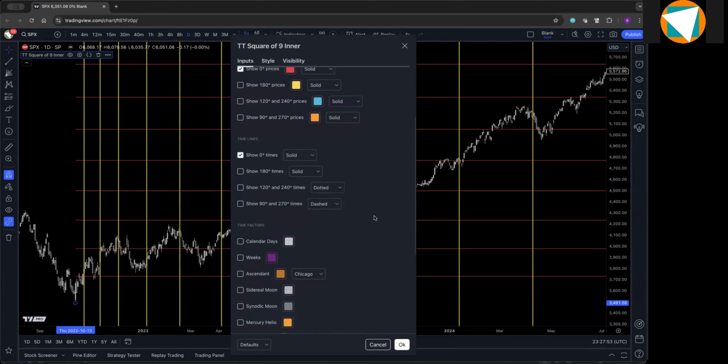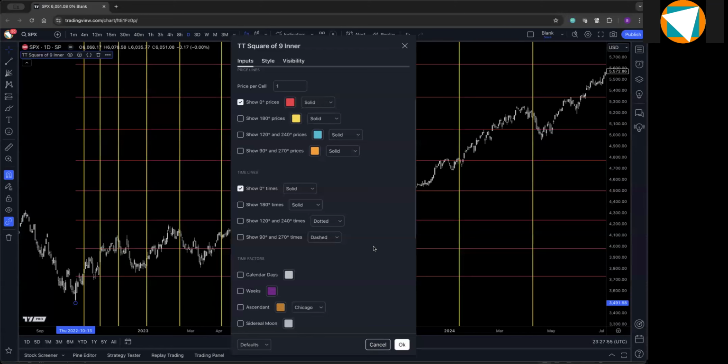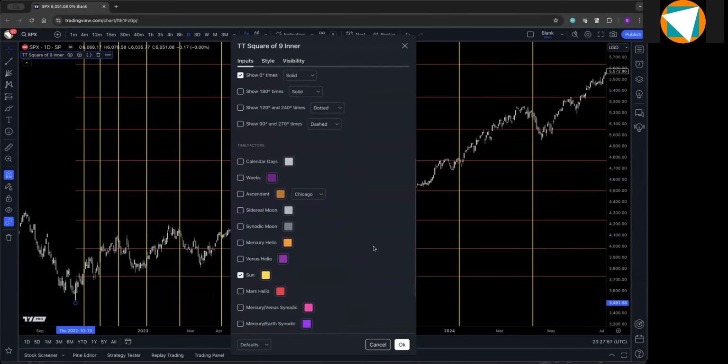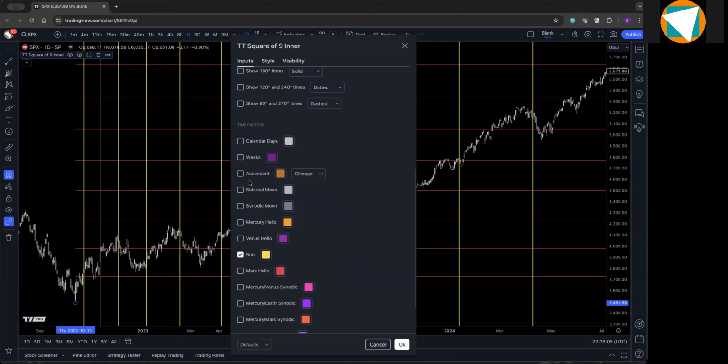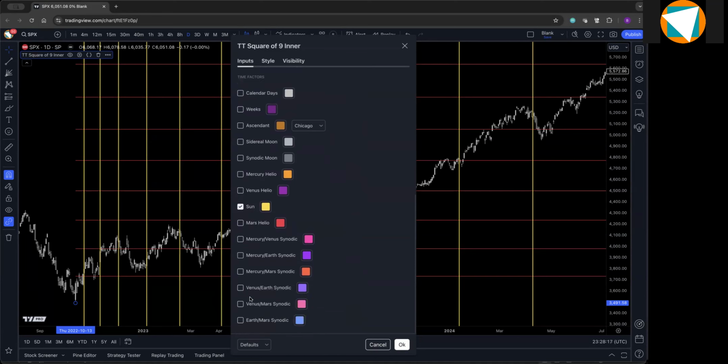So how are we counting time though? Unlike price, there's a number of different ways that we can count time, and these are called time factors, and these are identified here. We've got calendar days, weeks, degrees of the ascendant, degrees of the moon, degrees of the lunar phase, which is synodic moon, Mercury Helio, Venus Helio. You can see them all here. So there's a number of other synodic pairs as well.